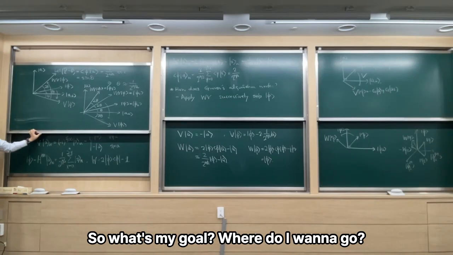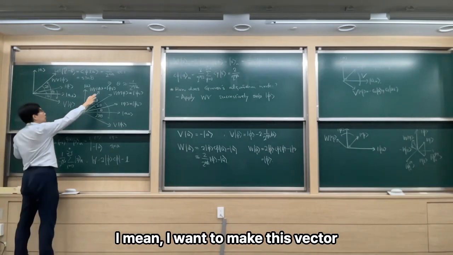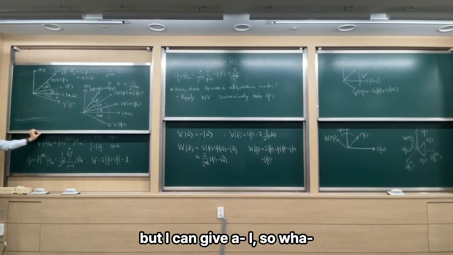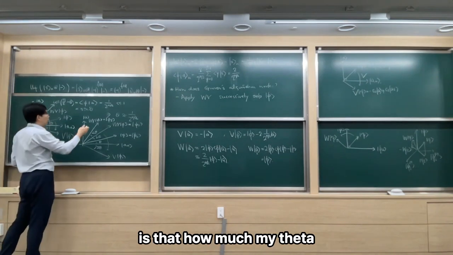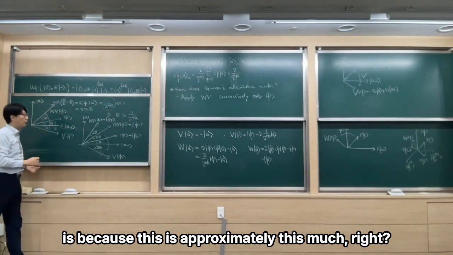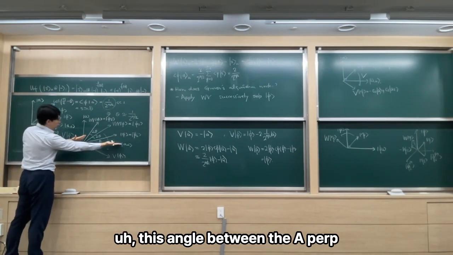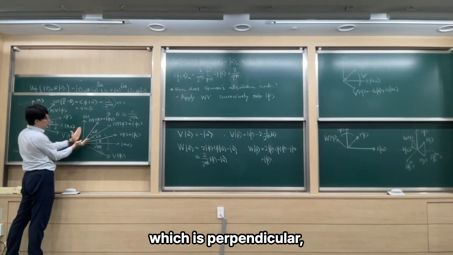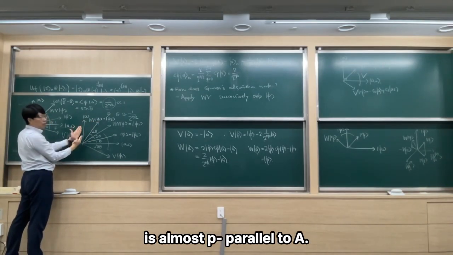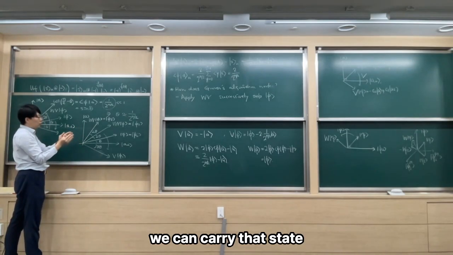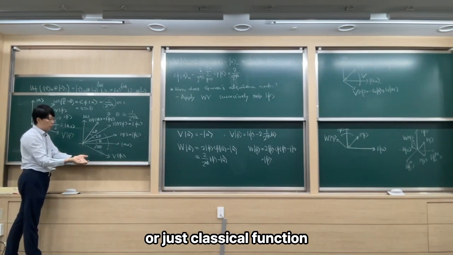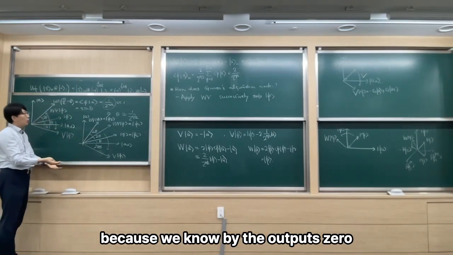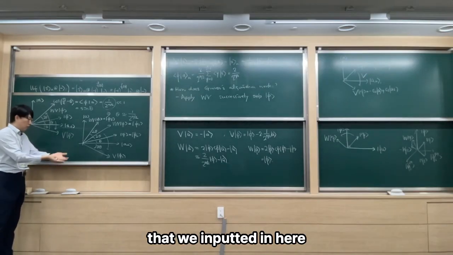So what's my goal? Where do I want to go? I want to make this vector almost parallel in direction to A. Again, I don't know what A is, but what I do know is how much my theta is, because it's approximately this much. If I want the angle between A perp and the state I get after successive application of WV to be almost pi over 2, which is perpendicular, then our quantum state is almost parallel to A. So then it must be A. In that case, without knowing what A is, we can query that state into our quantum oracle, or just the classical function, to check whether it's actually A, because the output 0 or 1 tells us whether the string we input equals A or not.